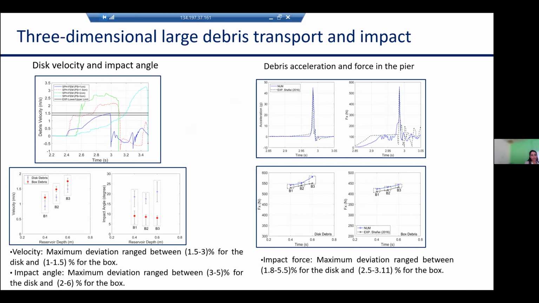In terms of the debris velocity, acceleration, and impact force, we conducted a sensitivity analysis to determine the optimum particle size. And we selected a particle size equal to 1 centimeter for our final numerical model. In terms of the debris impact force and acceleration, the numerical results give a close match with the experimental data. For example, for the disk debris, the maximum deviation for the impact force ranges between 1.8 up to 5.5% from the experimental data. And in terms of the debris velocity, the maximum deviation for the disk debris ranges between 1 up to 1.5%.